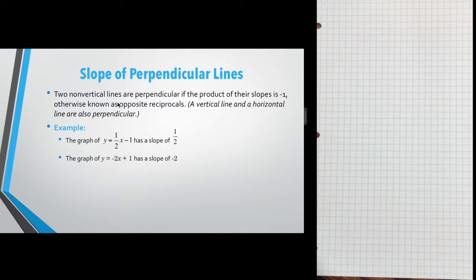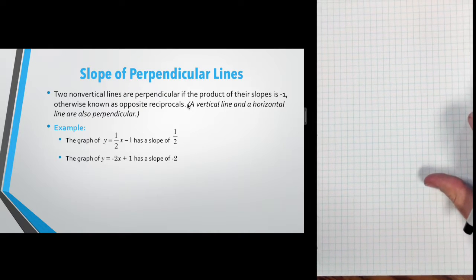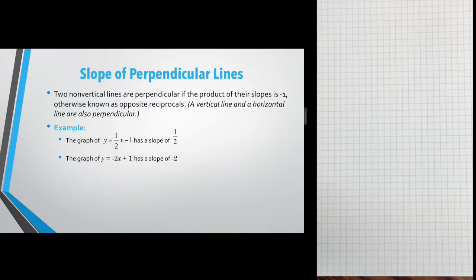Two non-vertical lines are perpendicular if the product of their slopes is -1, otherwise known as opposite reciprocals. Okay? So we talked about this earlier. The vocab word was opposite reciprocals. A vertical line and a horizontal line are also perpendicular. So the axes, y-axis, x-axis, are also perpendicular. Here's an example of what we're talking about.